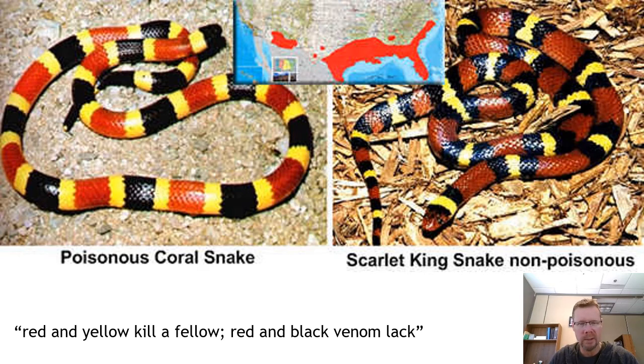So the coral snake is a poisonous one. That one will kill you, and it will do it quickly. Notice the color pattern differences here. The coral snake goes from black to yellow to red to yellow to black, where the king snake goes, if we start with black again, black, red, black, yellow, black, red. And so the key here is if yellow is touching red, you're in trouble. So red and yellow will kill a fellow. Red and black, venom lack.